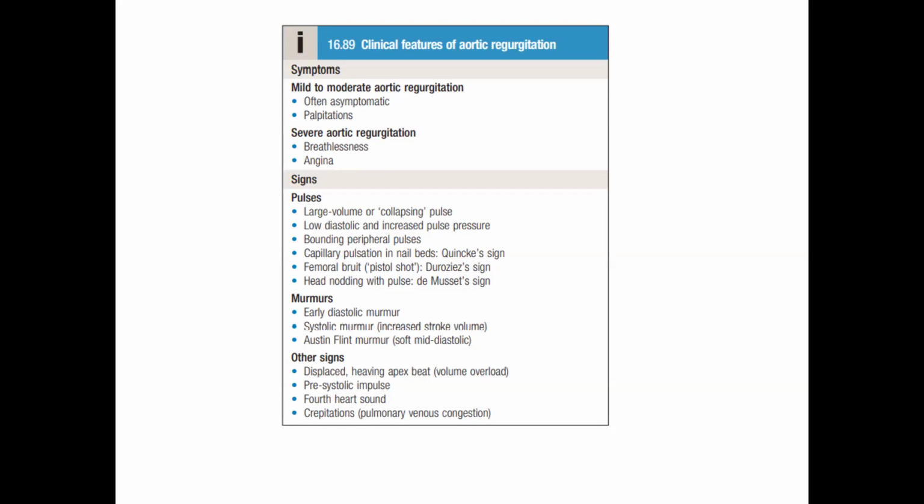Then murmurs. Aortic regurgitation has an early diastolic murmur. There is sometimes a systolic murmur, known as the Austin Flint murmur. Austin Flint murmur is in aortic regurgitation. Other signs are a displaced, heaving apex beat, then a pre-systolic impulse, fourth heart sound, and crepitations. You remember all these signs: Quincke, Duroziez, de Musset sign, collapsing pulse, pistol shot, early diastolic murmur.